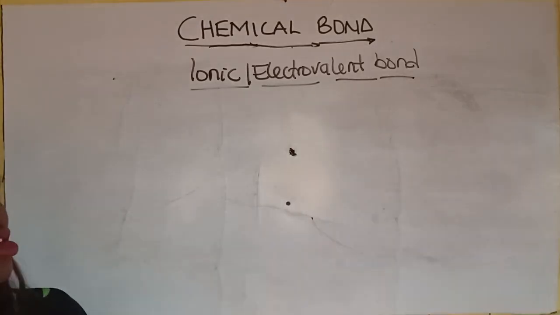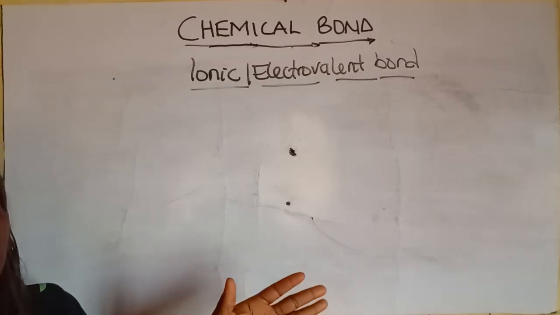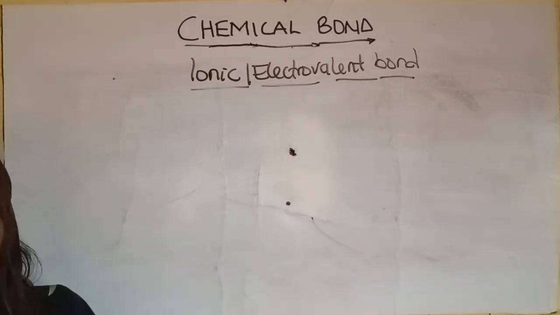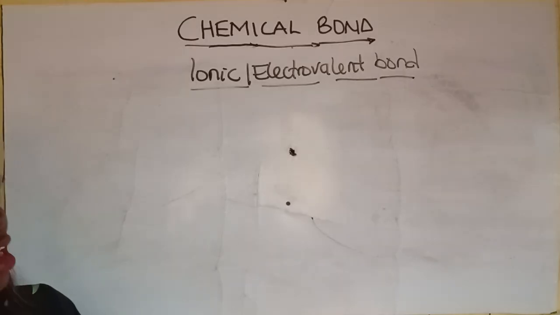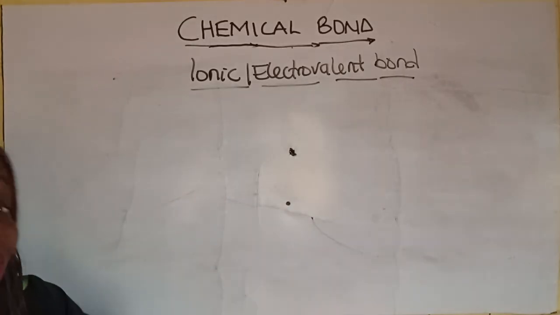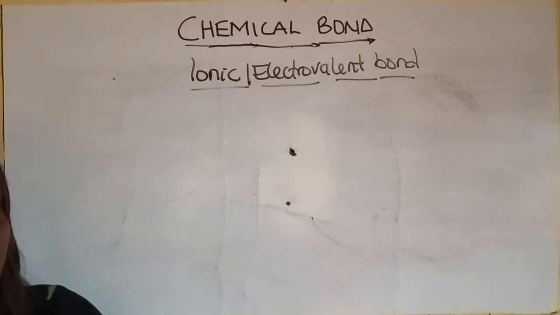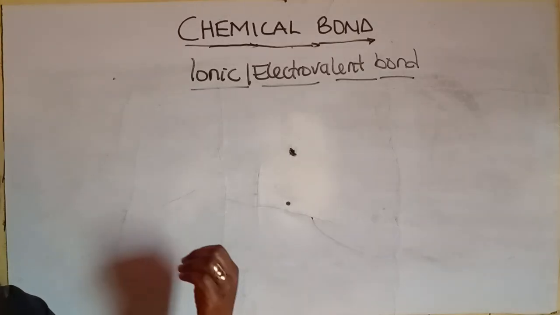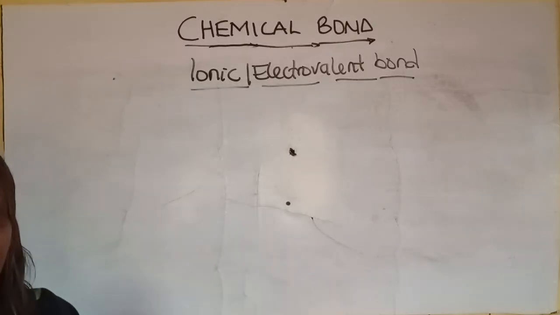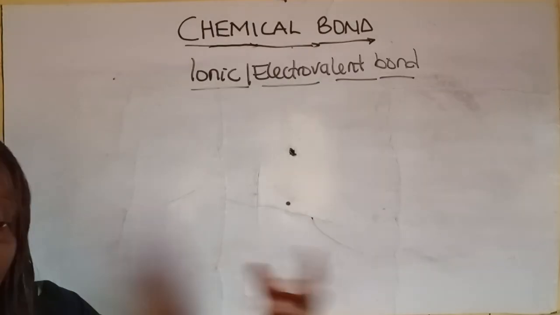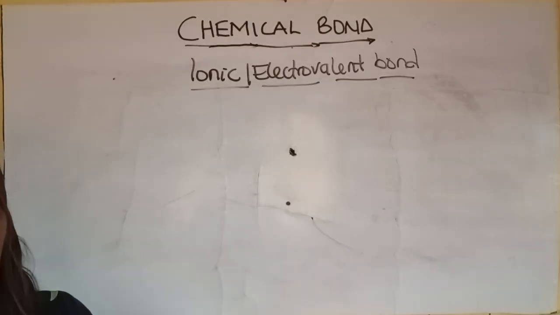What forms ionic bond? This bond is formed when a metallic element freely gives out its outermost electron or electrons to a non-metallic element. They do that because we say they are electropositive. They have that ability, the tendency to give out their outermost electron to attain what?